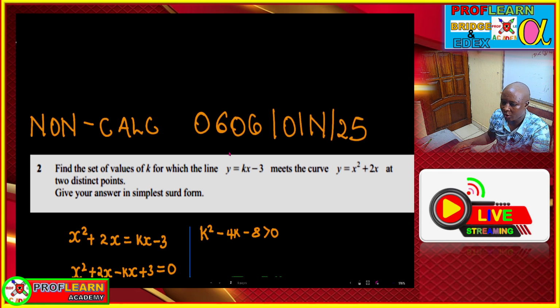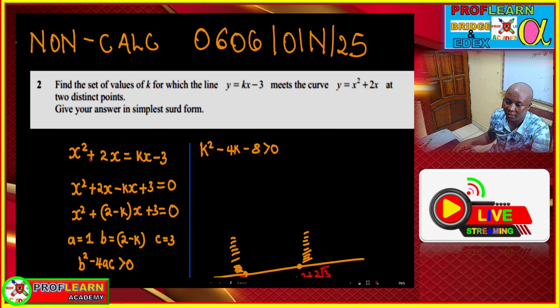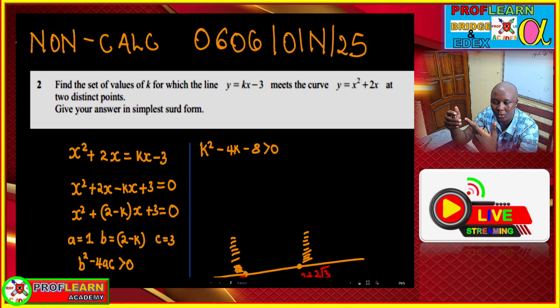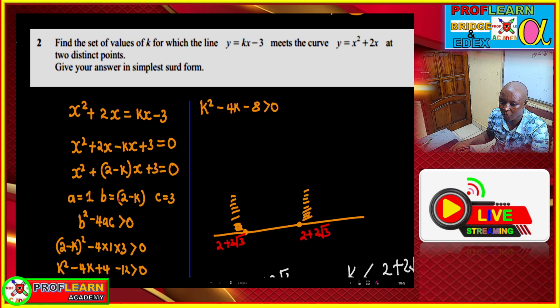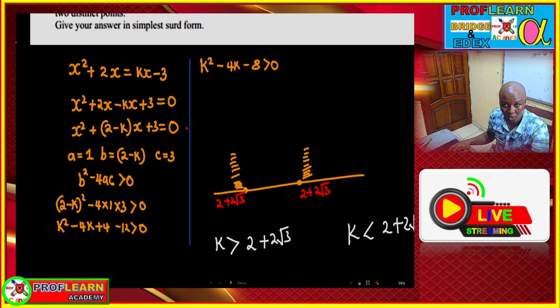Let's move to question 2. In question 2, you are told to find the set of values for k for which this line meets this curve at 2 distinct points. The first thing that you really need to do whenever you are given a question like this is to take the 2 equations and equate them because they are going to intersect. If lines intersect, what does that mean? When they intersect, you can equate the 2 equations. Once you equate the 2 equations, you'll be in a position to form a quadratic equation.